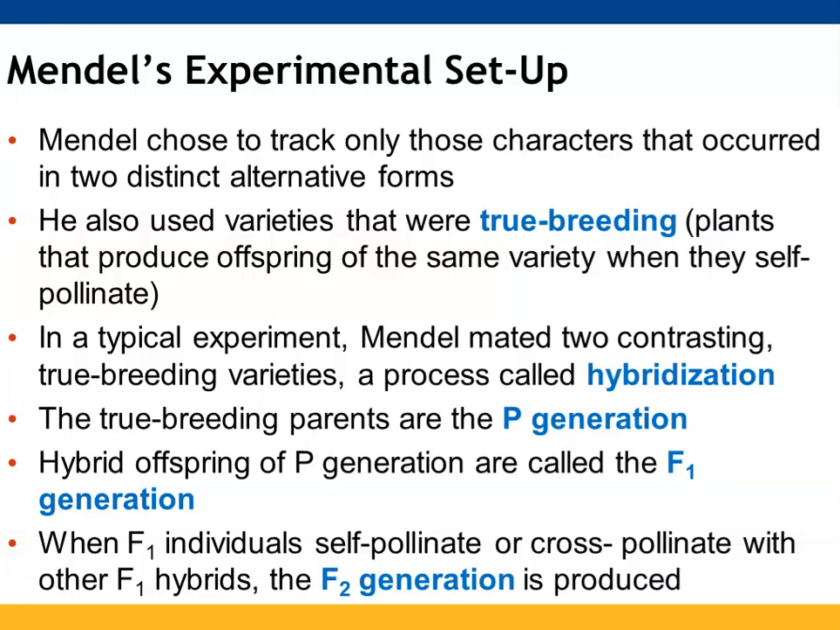And when two contrasting true breeding varieties were mated, hybridization was what took place. The true breeding varieties are known as the P generation, and the plants that were produced from that hybridization process were known as the F1 generation. Any F1 plants that are then either self or cross-pollinated would result in the F2 generation. If they were cross-pollinated, they would need to be cross-pollinated with another F1 plant.